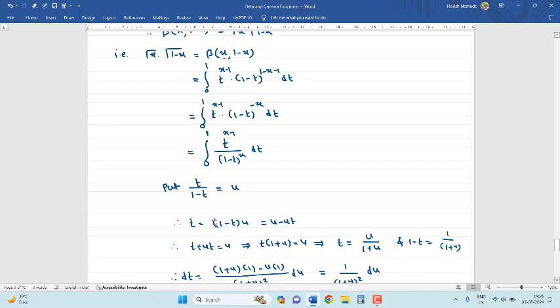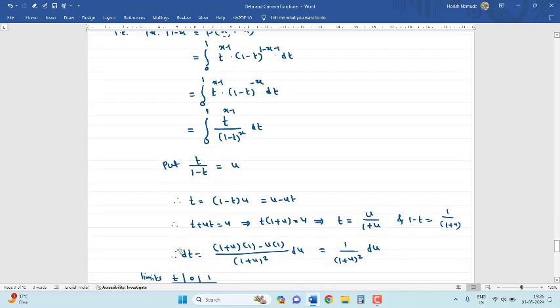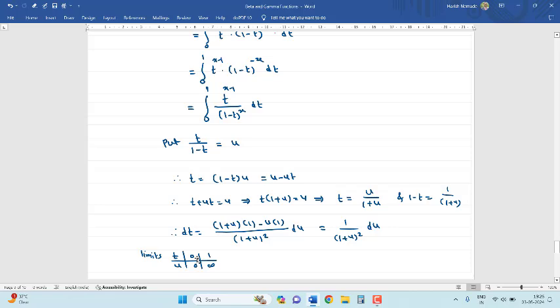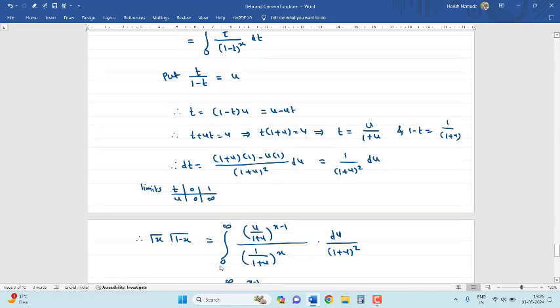Now with the substitution t upon 1 minus t is equal to u, we have t is equal to (1 minus t) into u, that is u minus u into t. From that we get t in terms of u as t is equal to u upon 1 plus u, and 1 minus t is equal to 1 upon 1 plus u. By the u upon v formula, dt is equal to 1 upon (1 plus u) square du. The limits of integration are from 0 to infinity.